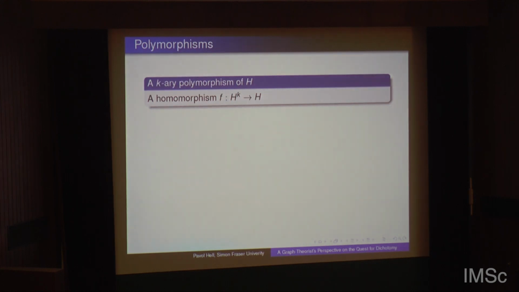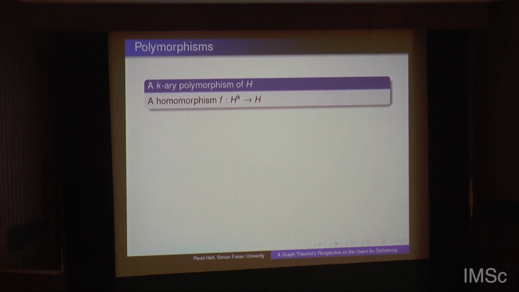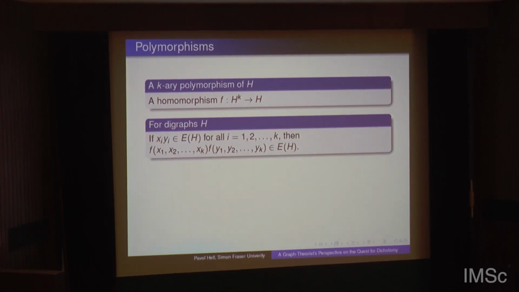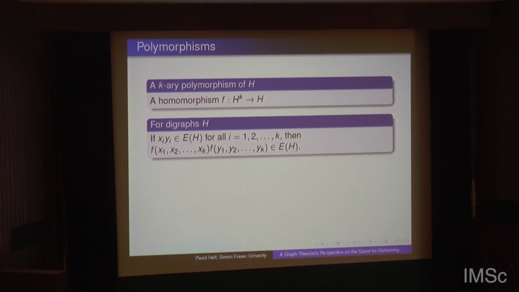I'm going to skip this, because I want to say at least a little bit about where the algebra comes in, because algebra played a major role in this. And so it enters through polymorphisms. So we have a graph H, and a k-ary polymorphism is a homomorphism from the kth power of H to H. So for digraphs, what this means is if you have two vectors in the product that are coordinate-wise adjacent, then the images must be adjacent. If it's in such a relation, then the images must be in such a relation.